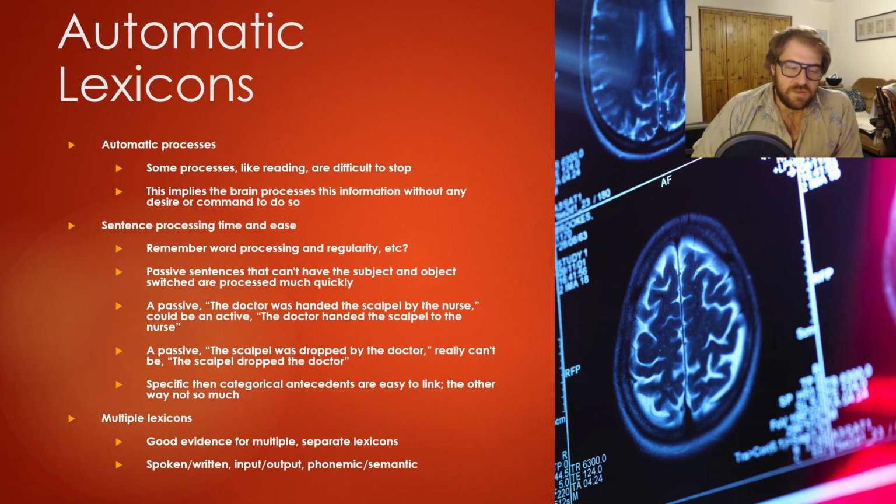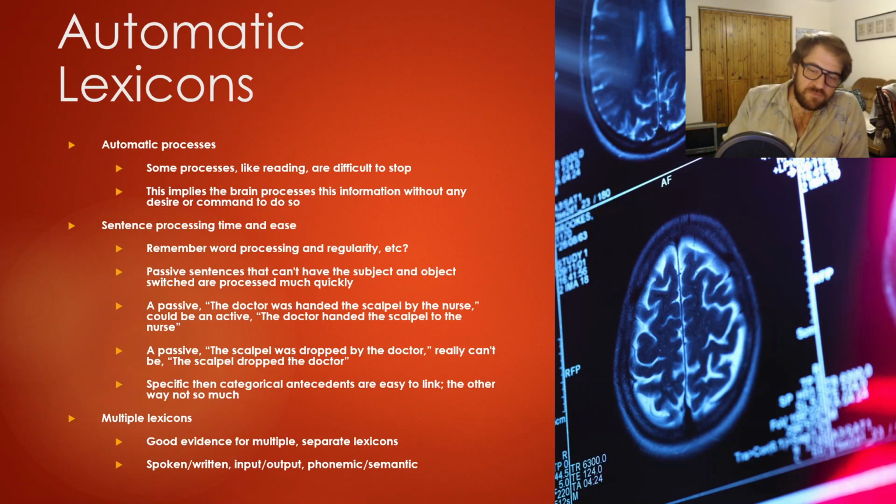We also have faster processing times when we start with a specific antecedent and then go to a categorical one. So if we're talking about the antecedent is specific, then we go to a categorical tag. So we would say, John Blobbity Blue is a surgeon who works blah, blah, blah. The doctor picked up his coffee and started to drink.